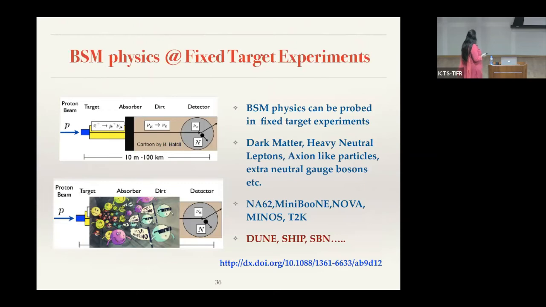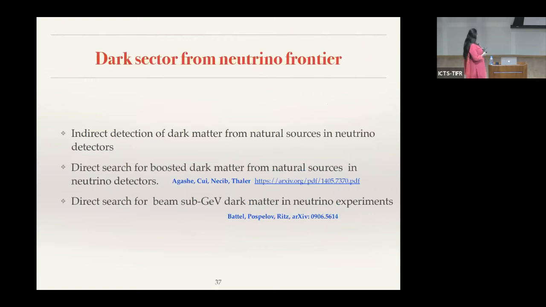Now, this brings me to the BSM physics at fixed target experiments. So we know that when we are doing the accelerator experiments, the proton beam is hitting the target and it is producing the neutrinos. However, it can also produce some dark matter, heavy neutral lepton, and a lot of studies have been done on this.